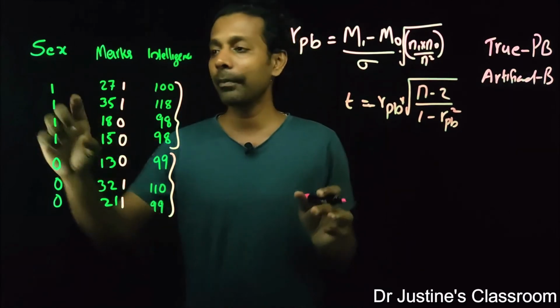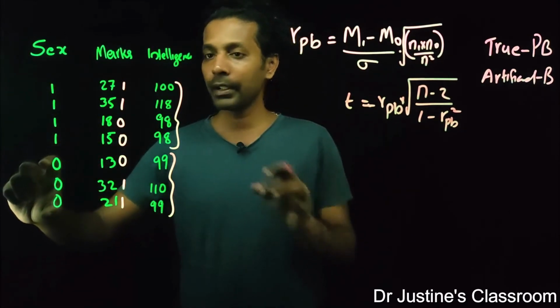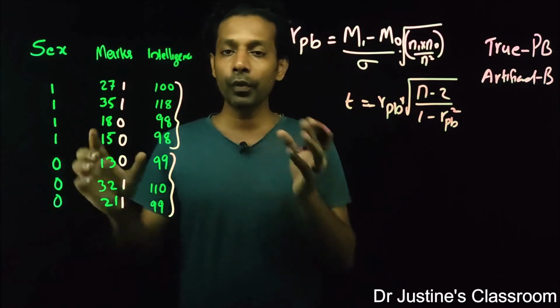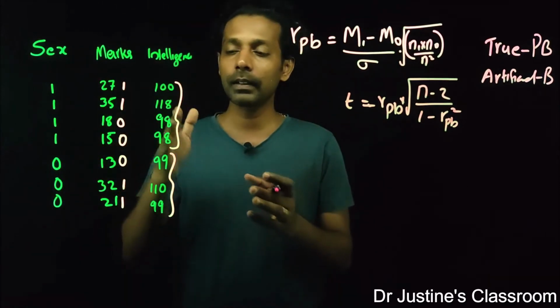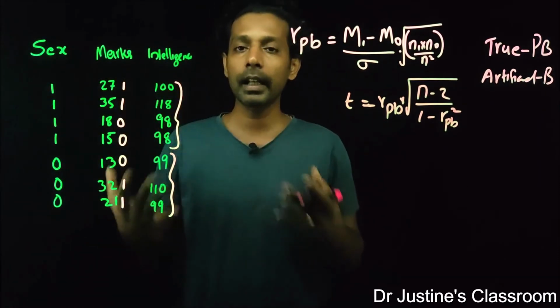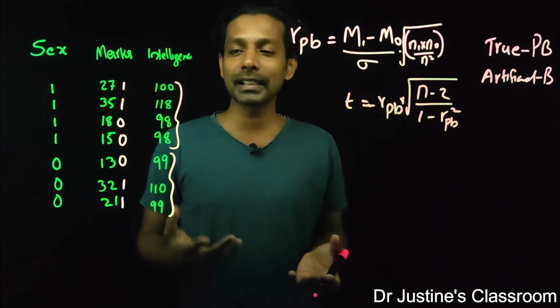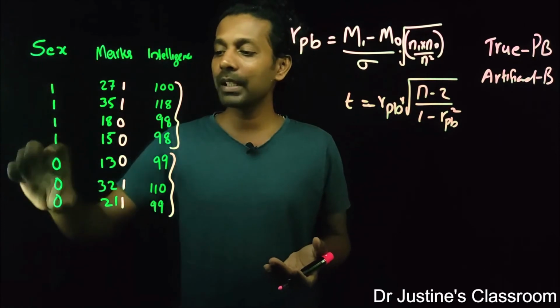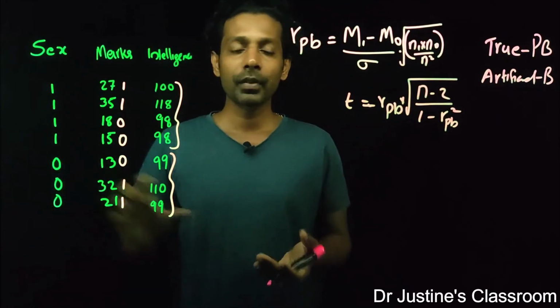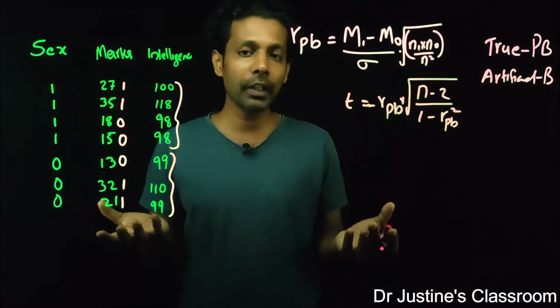For example, look at the data. You have male data and female data, and you have intelligence as a variable. So if you want to find out whether these variables, sex and intelligence, are related, we can either go for a point biserial correlation, or you can do a simple t-test. Compare the intelligence of male with the intelligence of female. So you get a t value, an independent sample t-test.